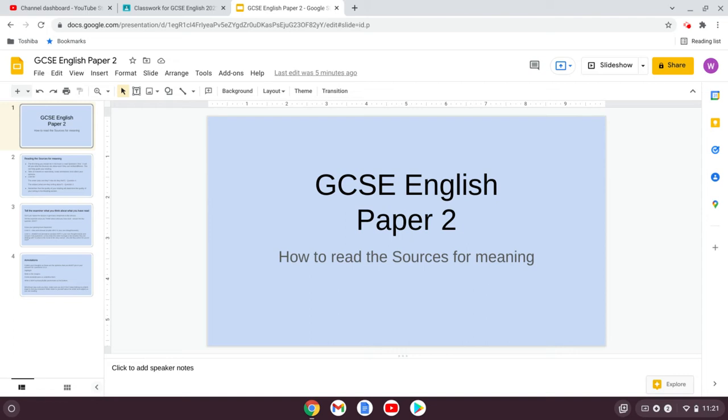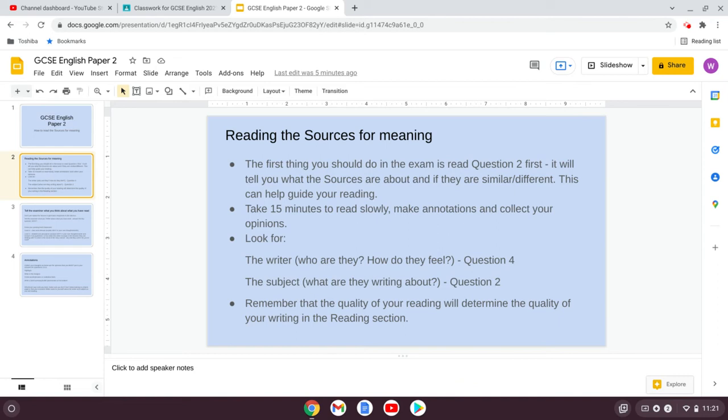Know your paper, know it inside out, so that you don't have to be worried about it. And then you can focus on your reading, which is, again, what we're going to look at today. So, reading the sources for meaning. First thing you should do in the exam for paper 2 is look at question 2, because it will give you some information, so you're not reading and trying to discover what the pieces are about as you read them. Question 2 is subject only, so of course it'll tell you what they are about.